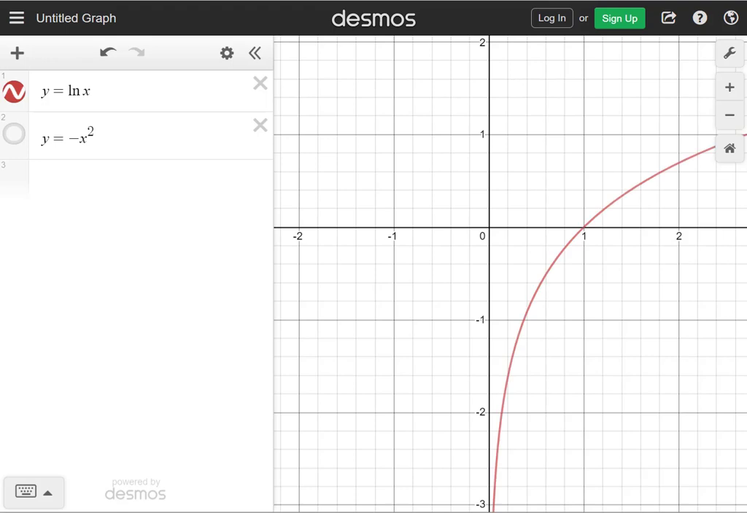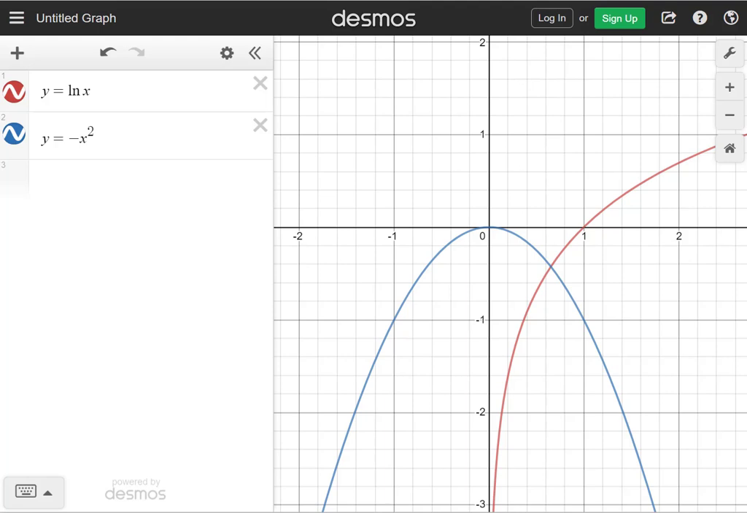This is the graph of ln of x written in red, and this is the graph of negative x squared written in blue. On your graphing calculator, there is a button. After you write these in y equals as two separate lines, you're going to hit second, trace, and then you're going to choose option 5, which says intersect, and you're going to find the intersection point.